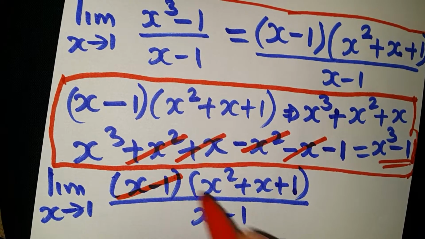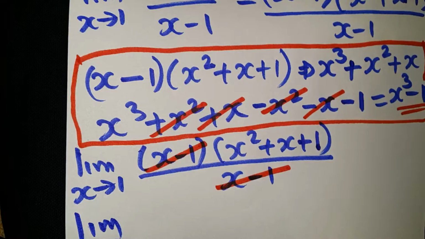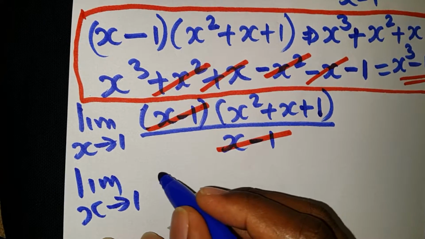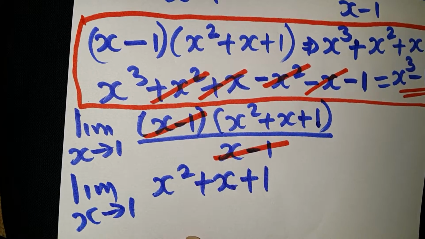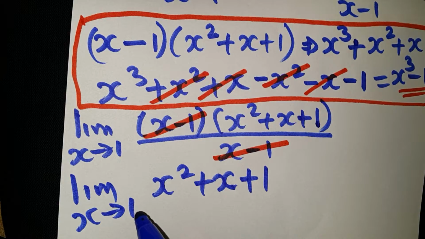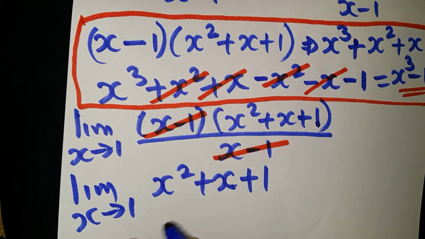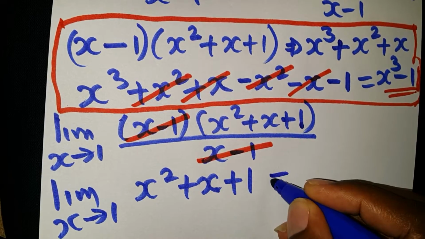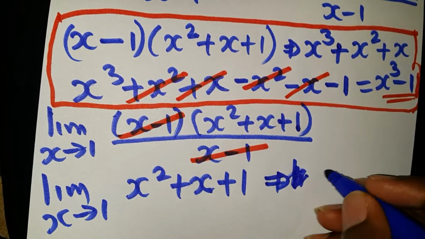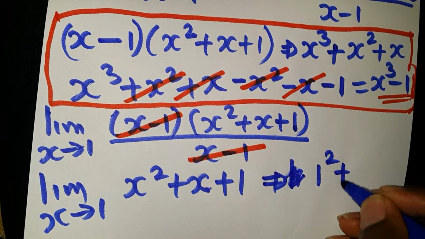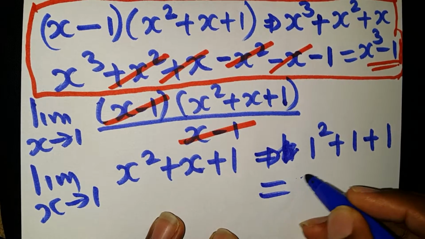X minus 1 will cancel with this. We now have the limit as x tends to 1 of x squared plus x plus 1. So this is what we have left. Now we can plug into our function. We have x tending to 1 here, so we can plug in 1 into our function. After plugging 1 into this function, we have 1 squared plus 1 plus 1. So our final answer will be equal to 3.